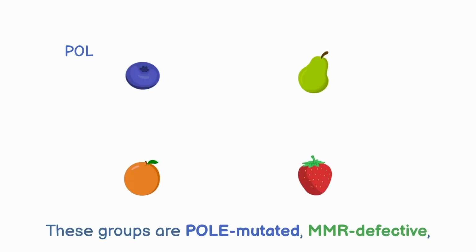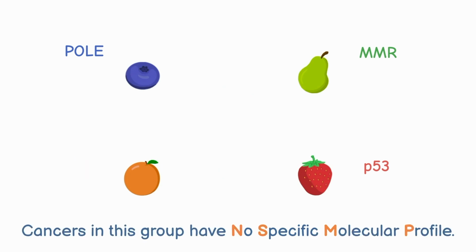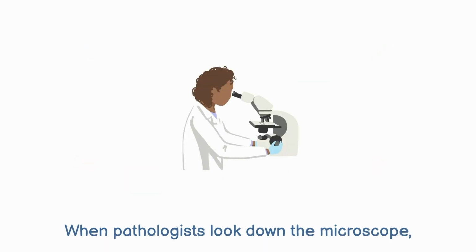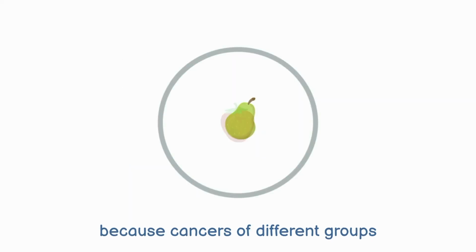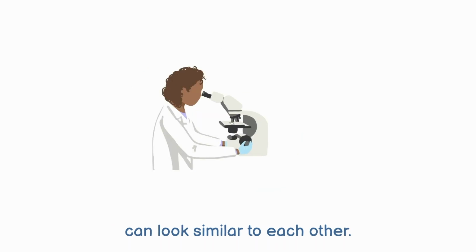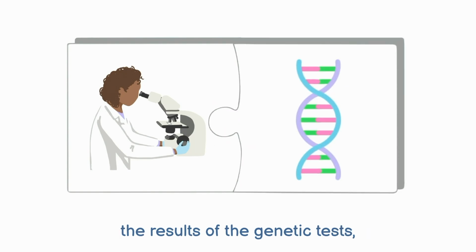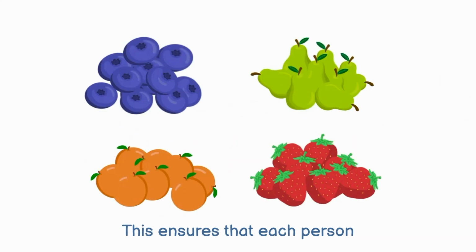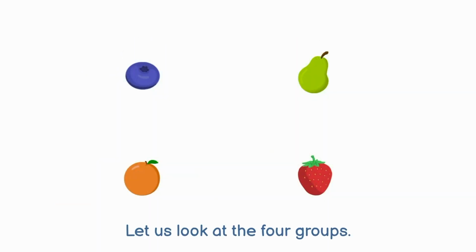These groups are POLE-mutated, MMR-defective, p53 abnormal, and NSMP. Cancers in this group have no specific molecular profile. When pathologists look down the microscope, it can sometimes be difficult to decide which group each cancer belongs to, because cancers of different groups can look similar to each other. However, when what the pathologist sees down the microscope is combined with the results of the genetic tests, each cancer is placed in the correct group. This ensures that each person receives the most appropriate treatment. Let us look at the four groups.